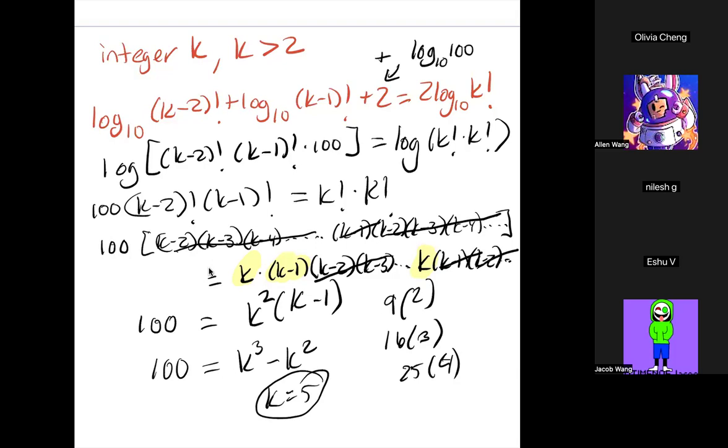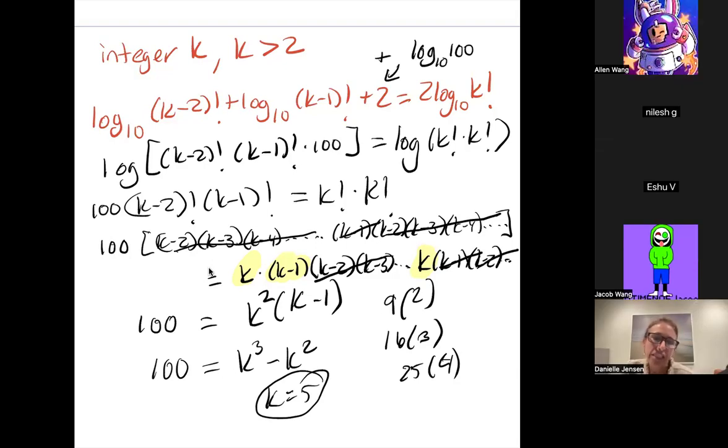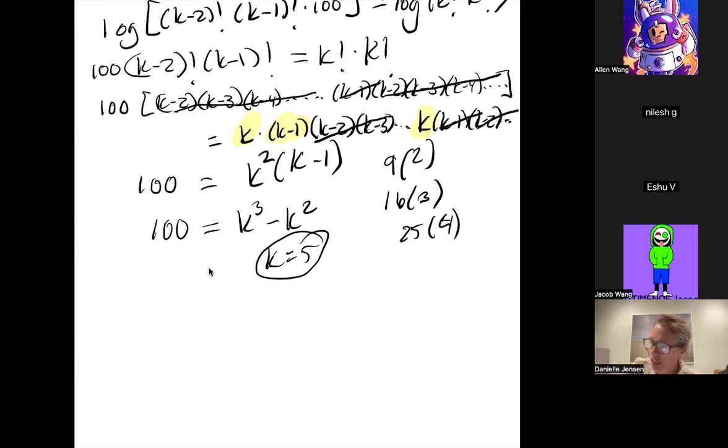Could you have done u-substitution after that step? What would you have u be? Like u equals k squared? So then, if u is k squared, you'd have k to the power k cubed minus k squared equals 100. And then you've basically gone u squared minus u minus 100 is equal to 0.